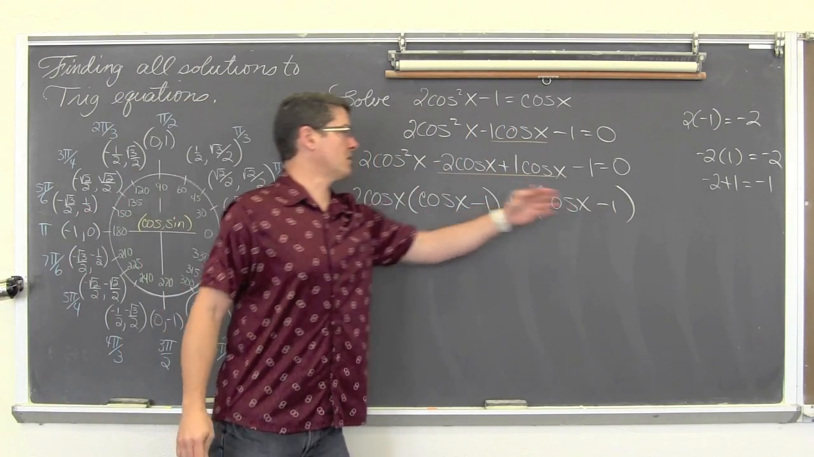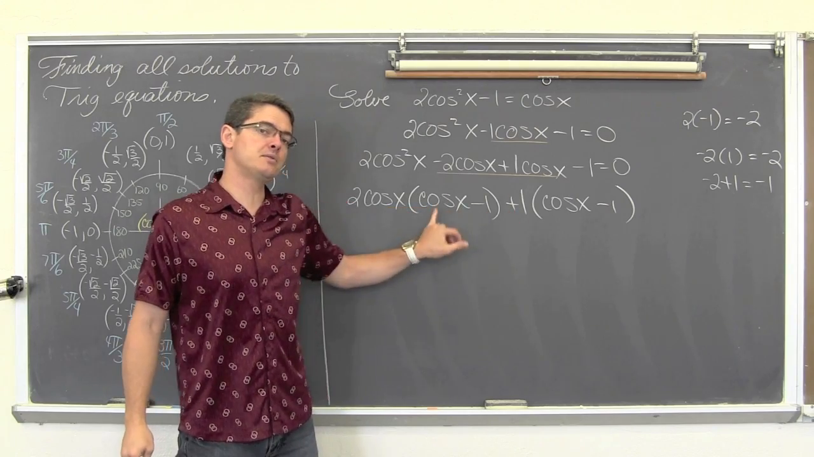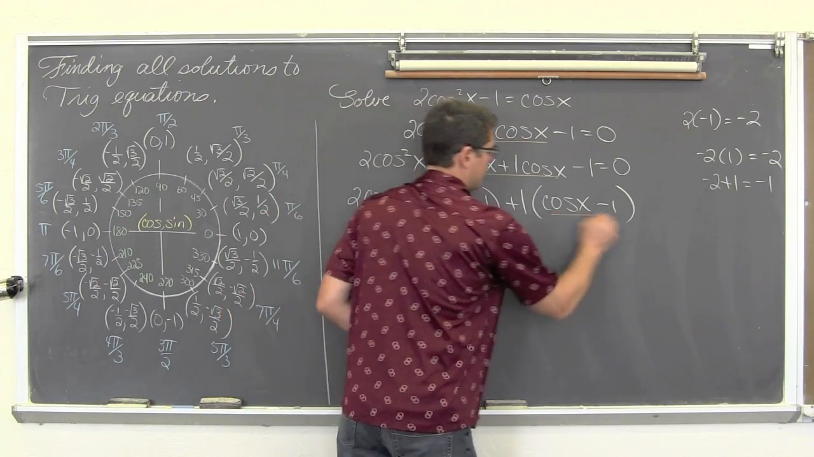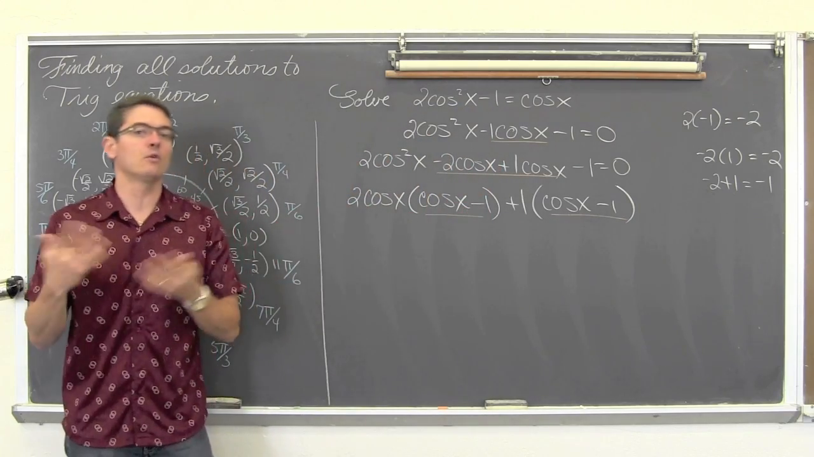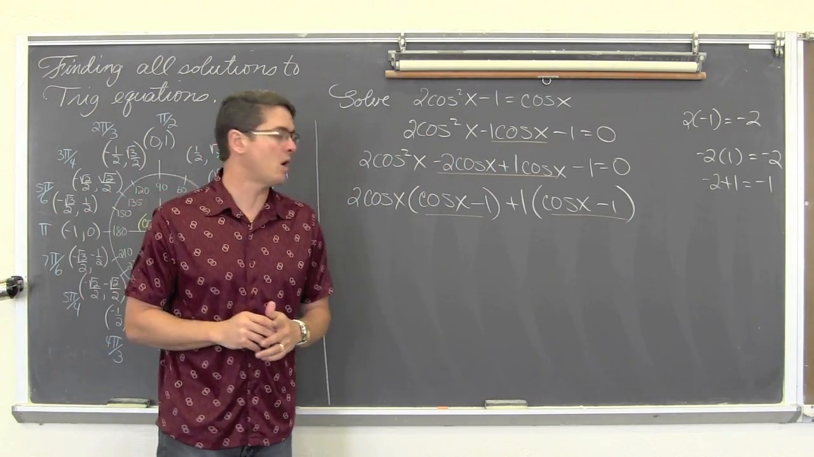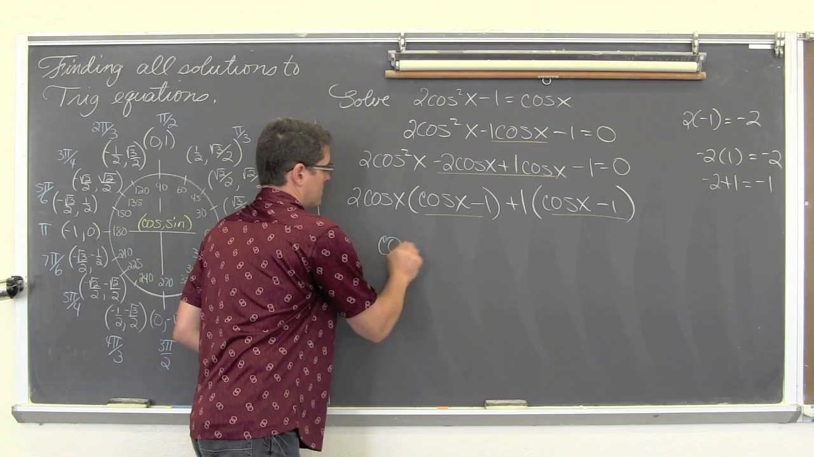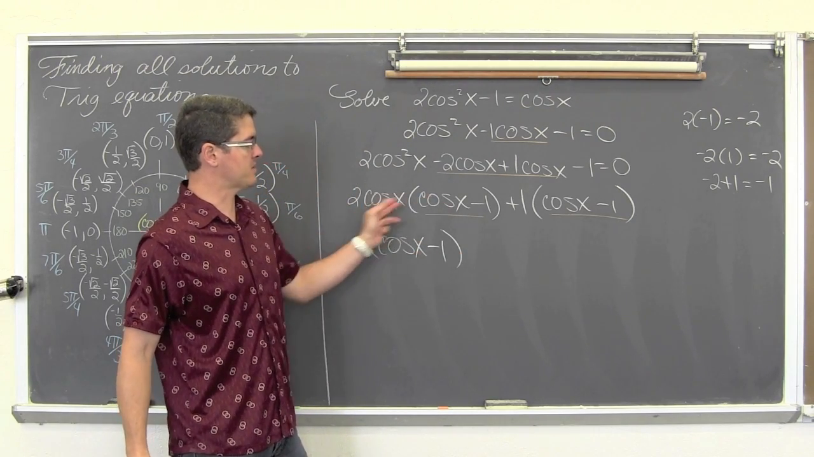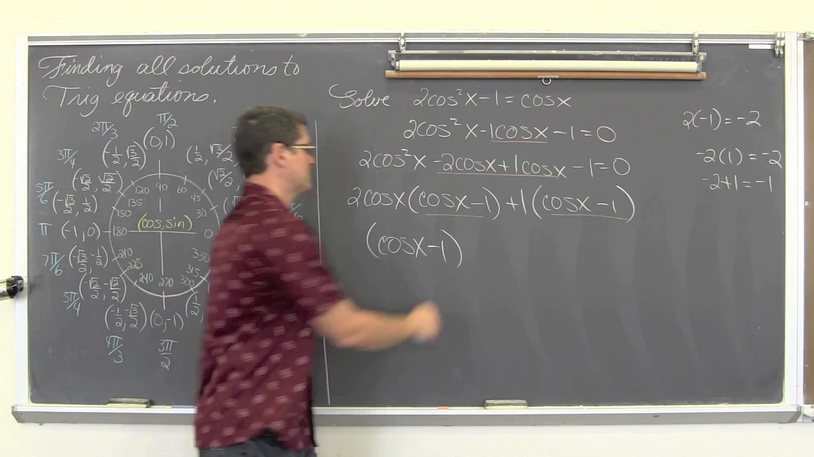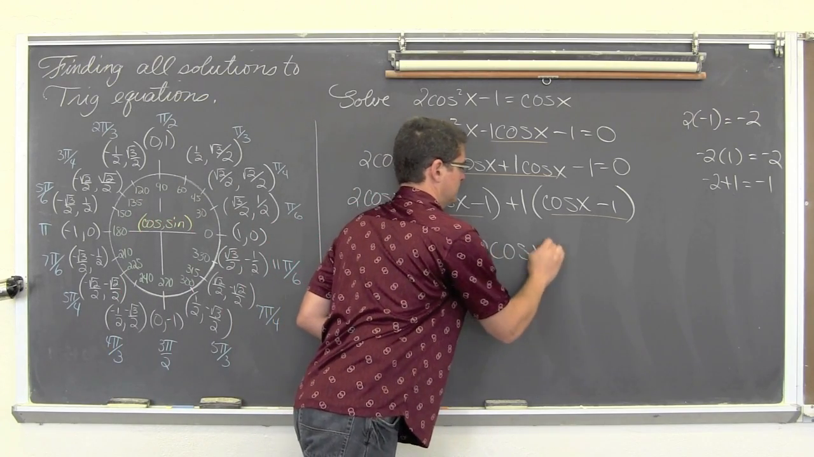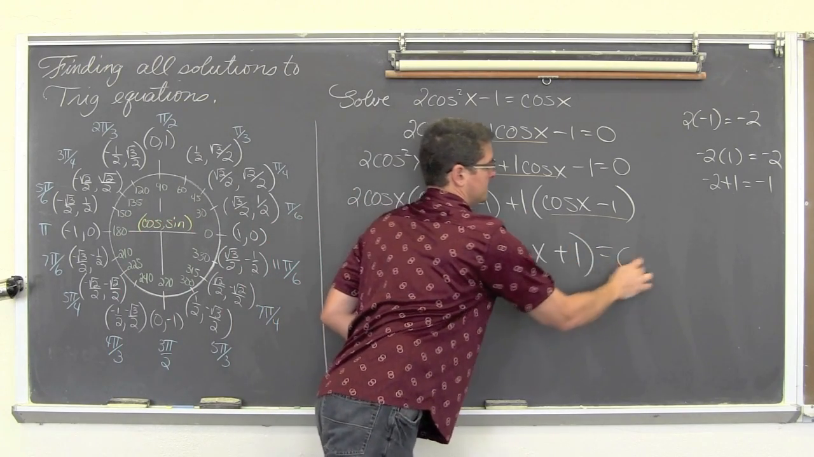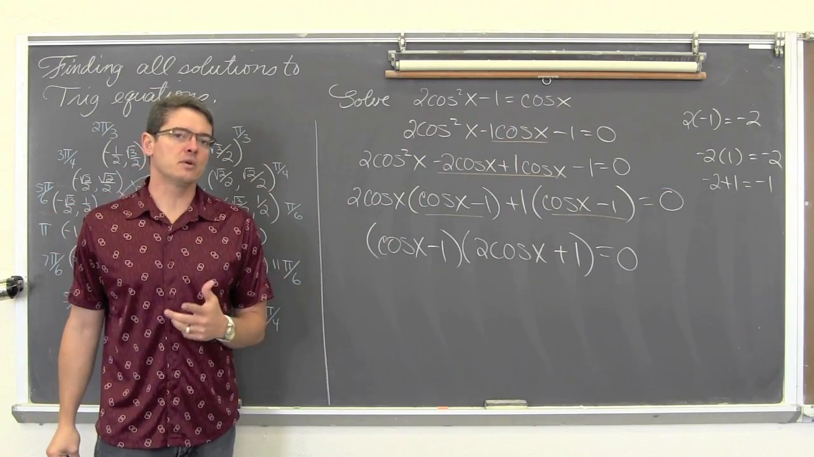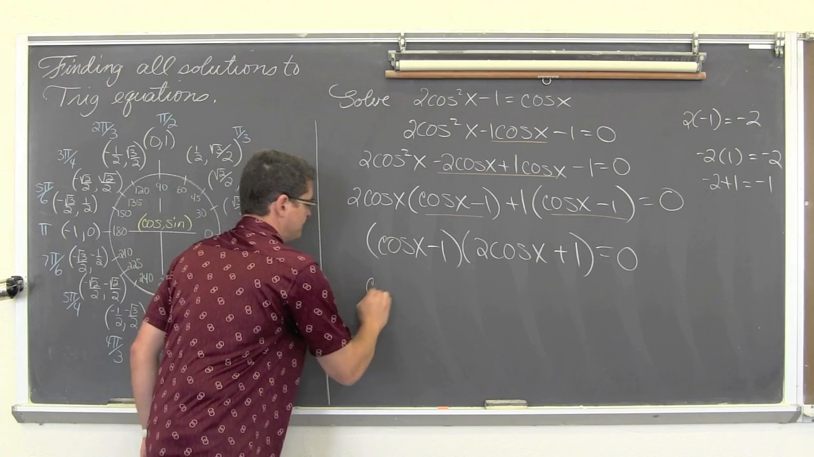Now I have 2 big terms separated by this 1 plus sign, and these 2 terms both have a cosine x minus 1. So I'm going to once again undistribute or factor that cosine x minus 1 out, and we get cosine x minus 1 times, and this term divided by cosine x minus 1 is 2 cosine x plus 1. And these are equal to 0. Now, once you get done factoring, you set each factor equal to 0.